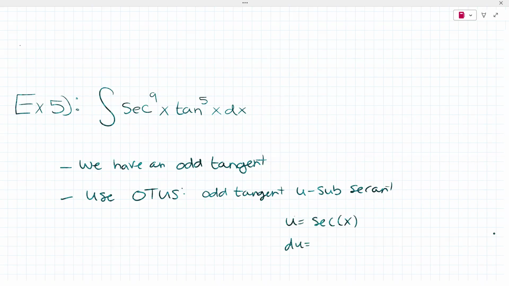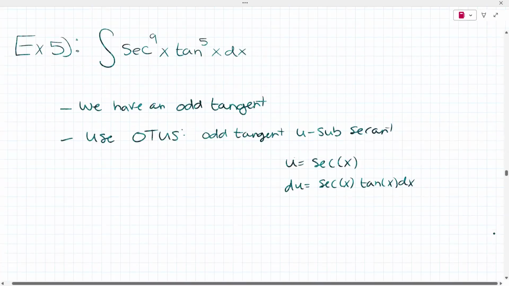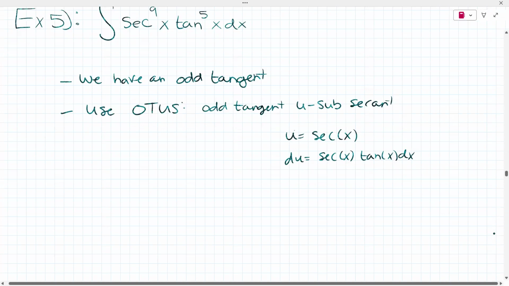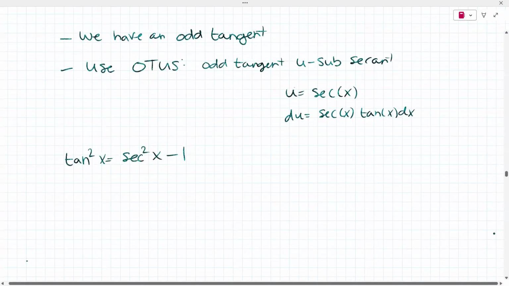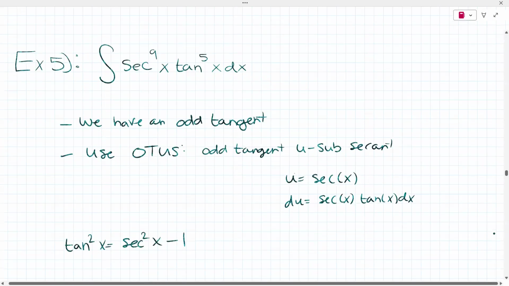What's the derivative of secant of x? It is secant of x times tan of x, dx. And then we might have to use this identity because we have tan fifth. So we're going to use the identity tan square of x equals secant square of x minus 1. Okay, so we're going to use u as secant of x, and du would be secant of x tan of x dx.